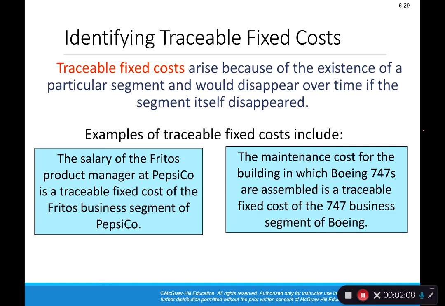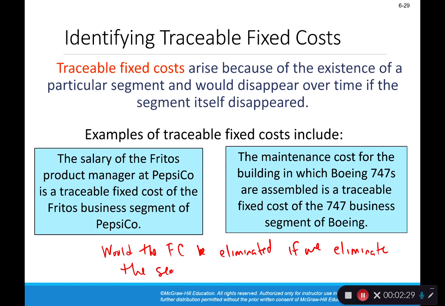So in other words, what I recommend you do is ask yourself this question. Would the fixed cost be eliminated if we eliminate the segment? If your answer is yes, it's a traceable fixed cost. If no, then it's a common fixed cost.